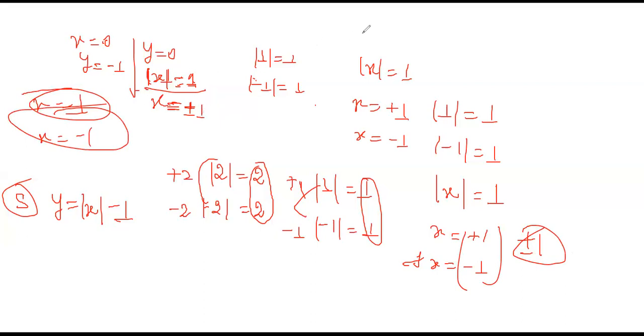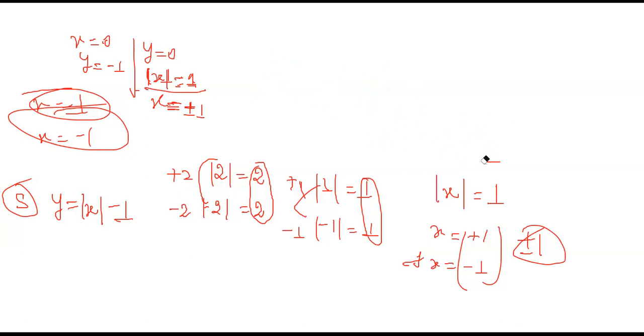So now it is time to plot the graph. The value of x is equal to 0, y equal to what? Minus 1. So this is (0, -1). Got it? And this is... one minute.